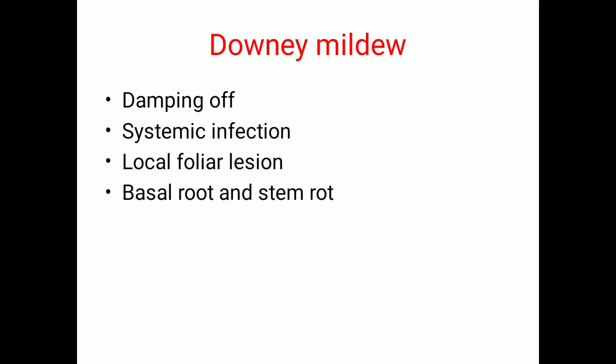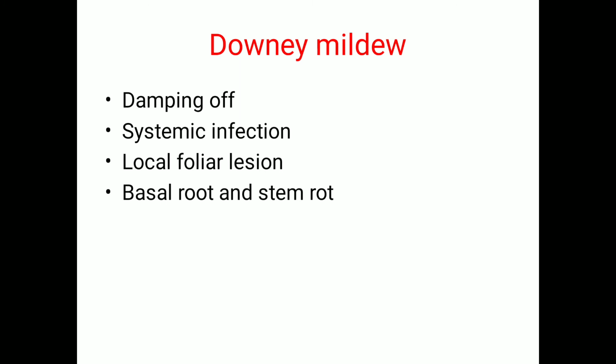Next one is basal root or stem rot or galls. The root infection may result in the formation of galls, or rotting takes place on the root at the seedling stage of the plant. Such plants are less vigorous and subject to lodging. So formation of galls and rotting is the prominent symptom in case of basal root or stem rot. So these are the different symptoms which directly attack the sunflower crop.